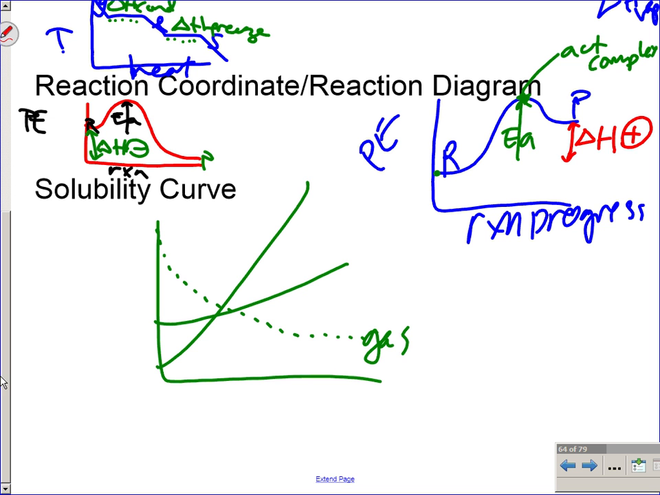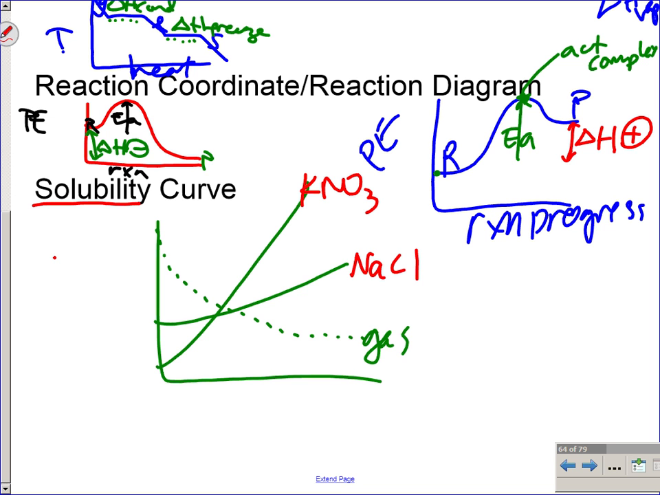Okay, so this could be potassium nitrate, and this could be sodium chloride, but you've got a number of different lines that kind of intersect each other. What this is telling you is how soluble things are at what temperatures. Like, what kind of information is this?